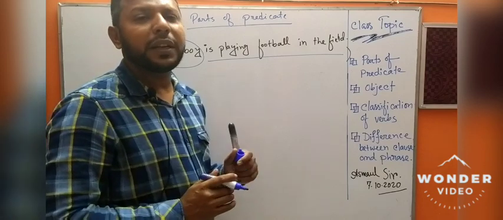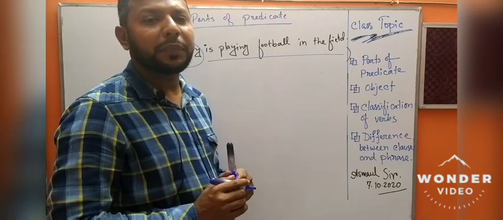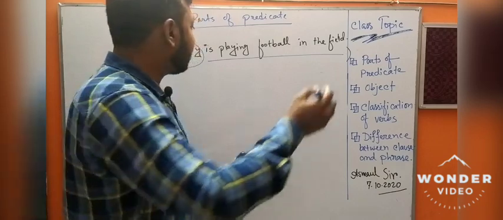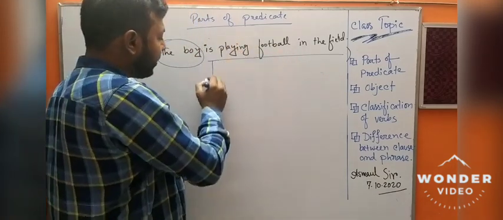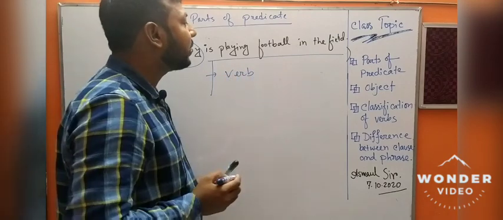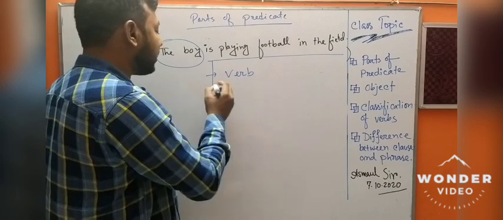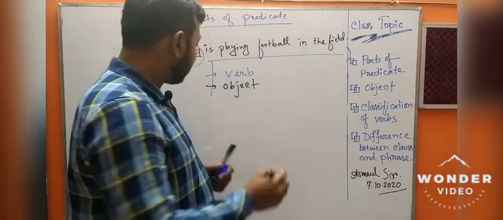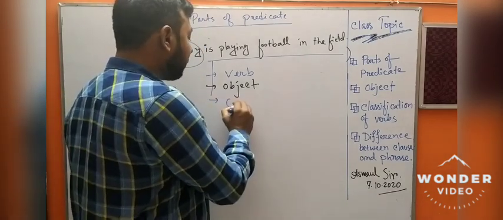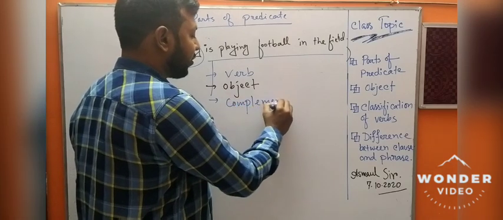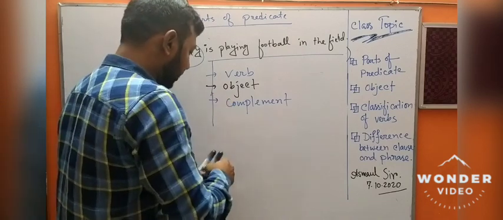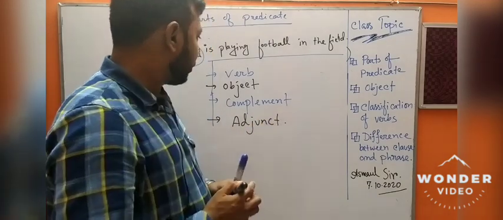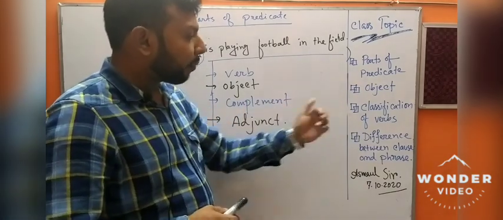So, what are the elements of predicate? What can be found in a predicate? You didn't think in this way. But today I want to say that there is verb. Yes, you can see verb number one. Number two, obviously object. Number three, complement. And last of all, the thing is adjunct.